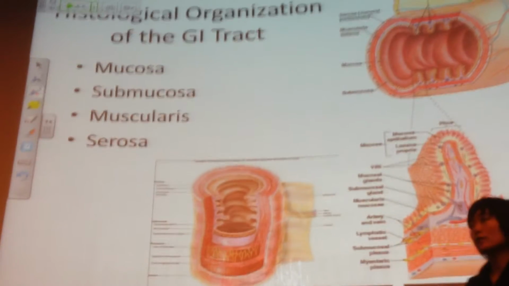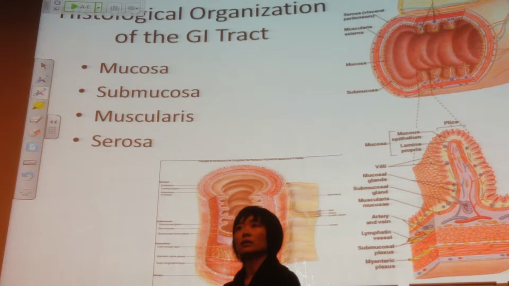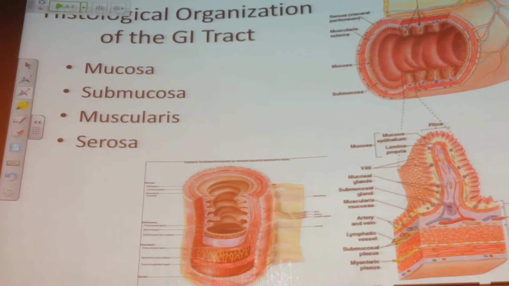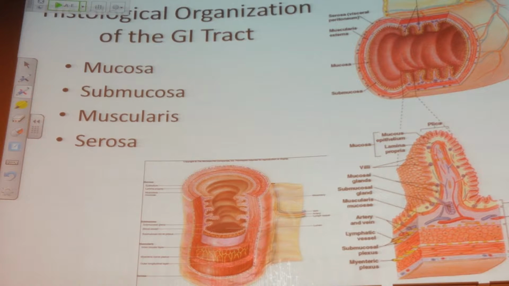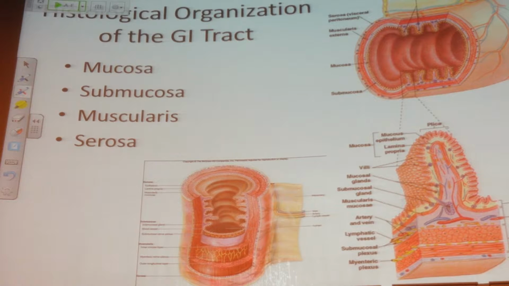Mucosa. Mucosa, very good. Which one is the most outer layer, which is close to your body wall, the visceral peritoneum? Which one? Serosa. Okay. So the direction is from the most inner to the most outer layer.